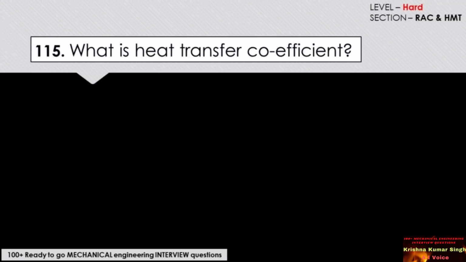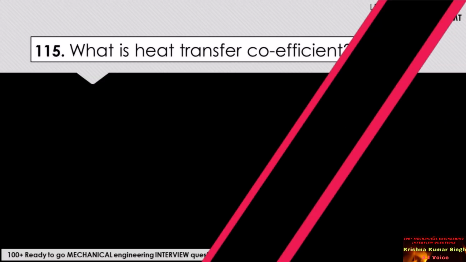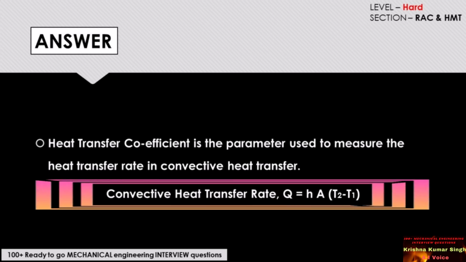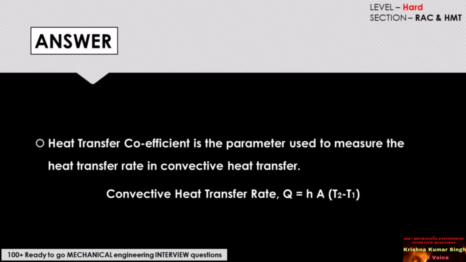What is heat transfer coefficient? Heat transfer coefficient is the parameter used to measure the heat transfer rate in convective heat transfer. The convective heat transfer rate is given by Q equals h A times the change in temperature. Here h is the transfer coefficient, or the heat transfer coefficient.